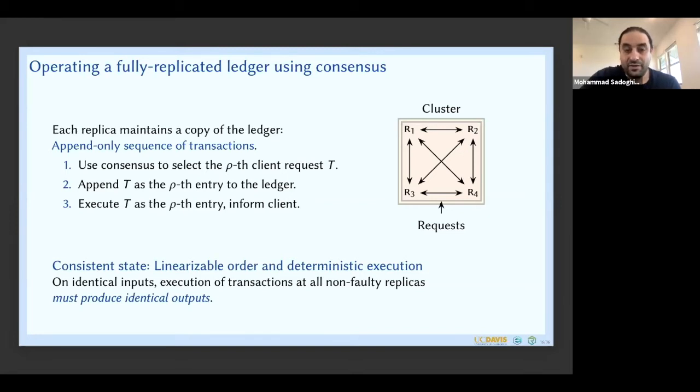Otherwise, even if every replica adds a transaction T to the same sequence number, if the execution is non-deterministic, the client could get n different answers. So as far as the client is concerned, something is not right. One says the result of your transaction, your new balance, is $5. One says your new balance is $7. One says your new balance is $20. As far as the client's concerned, it doesn't make sense, so it would complain that maybe something malicious is happening.